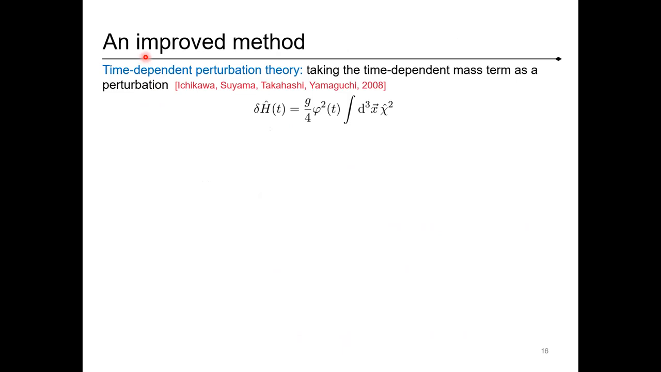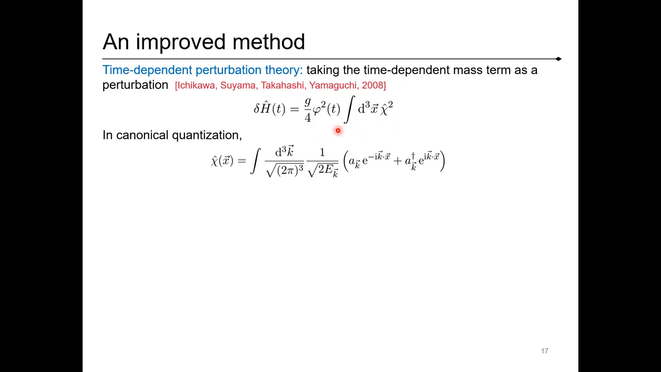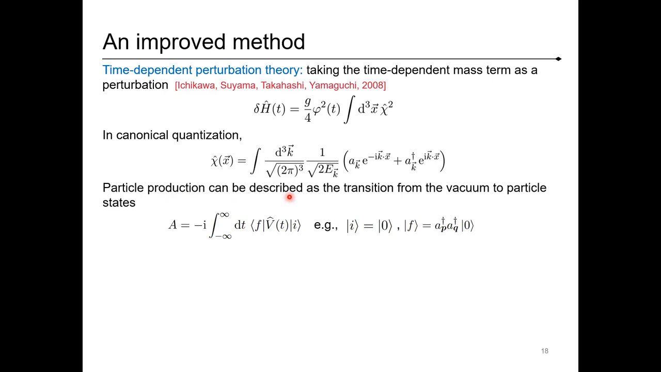Now, there is an improved method, which I call time-dependent perturbation theory. In this, since we know that the time-dependent mass term is small compared to the time-independent mass term, we can take this term as a perturbation. Okay, this is just the time-dependent mass term in the Hamiltonian, okay? Now, we solve this perturbation at leading order, we can have the formula for the chi field, right? This is the annihilation or creation operators. Then particle production can be described as the transition from the vacuum to the particle states. For example, this is the transition amplitude, and I is the vacuum, and F, for example, we can take two-particle states of the chi field.